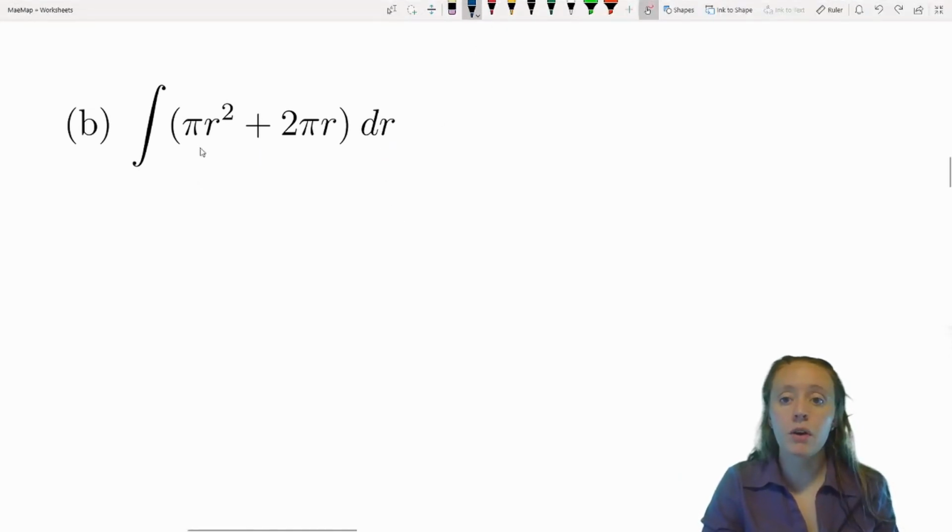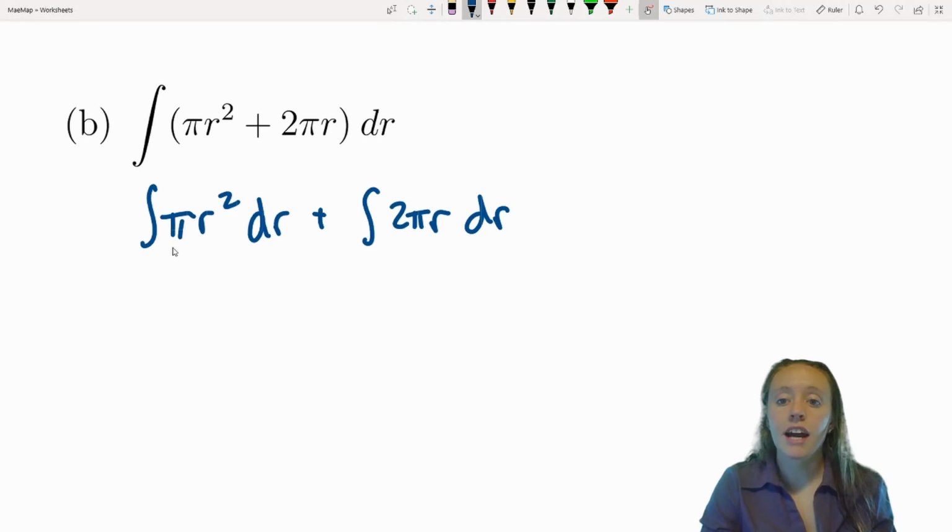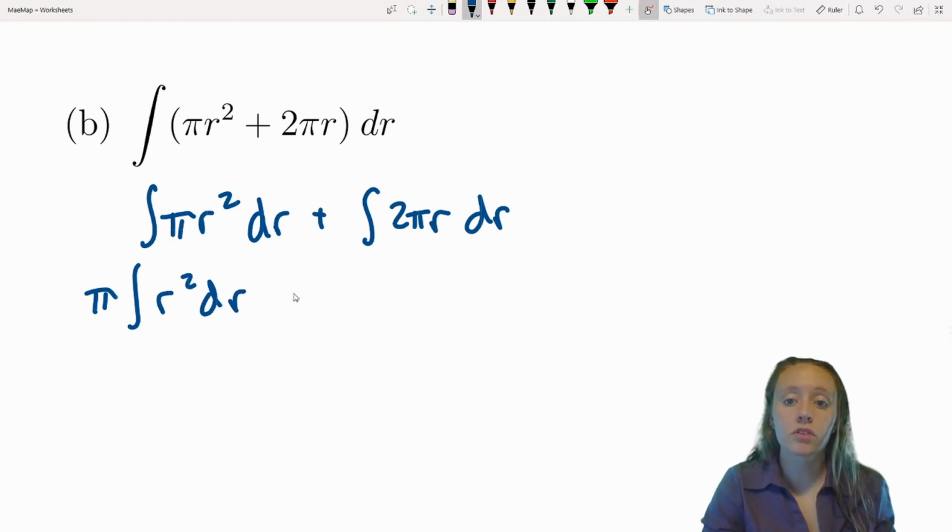So here we go. We're going to split it up first by doing the integral of pi r squared with respect to r, and then we're going to do the integral of 2 pi r with respect to r. Notice that I have a constant of pi in my first integral, so I'll pull that out in front and then integrate r squared with respect to r.